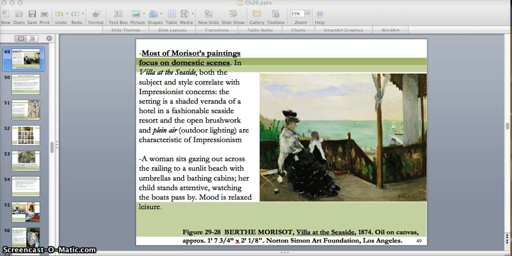And also remember that most of Morisot's paintings focus on domestic scenes, so family scenes. And like other Impressionist artists, you see a lot of outdoor scenes that she's done. And then also take note of the symmetry here. Is the painting symmetrical or asymmetrical, and is that characteristic of the Impressionists or not? If you don't know, go back in the PowerPoint and look it up.